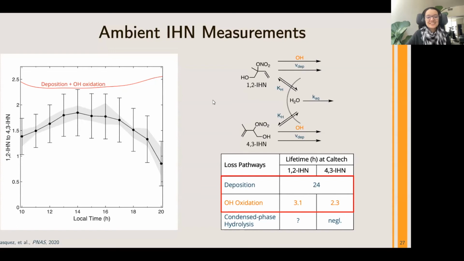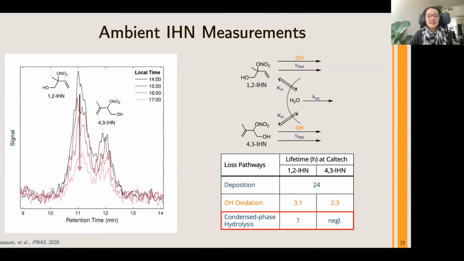And what's particularly interesting is that in the afternoon, it seems to increase a bit, whereas for the real signal, it decreases over time. And we can see why this is happening when we look at the GCs themselves. Just like in the lab, the 1,2-nitrate is decreasing at a substantially faster rate than the 4,3-nitrate. And this gives us the evidence we need to say that, okay, hydrolysis might actually be happening here.